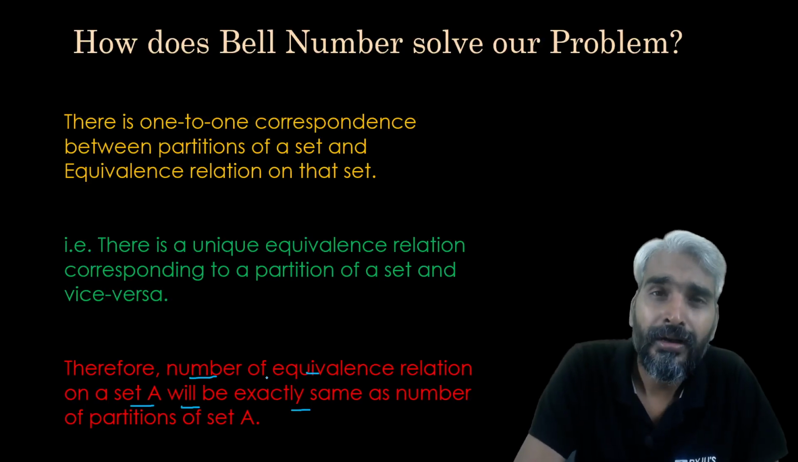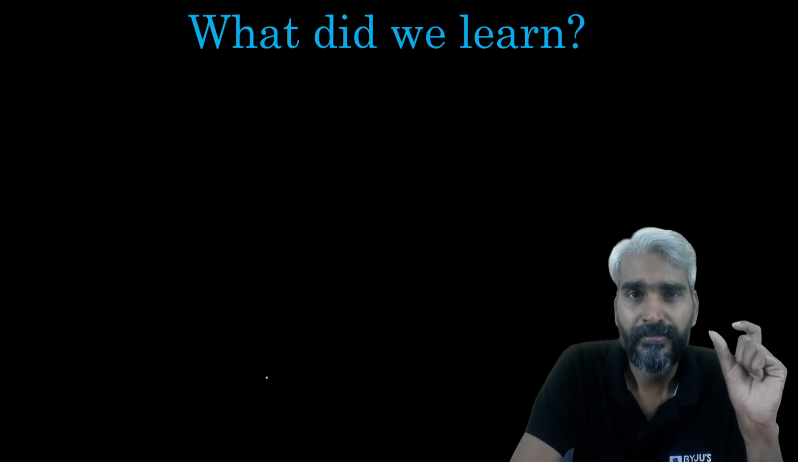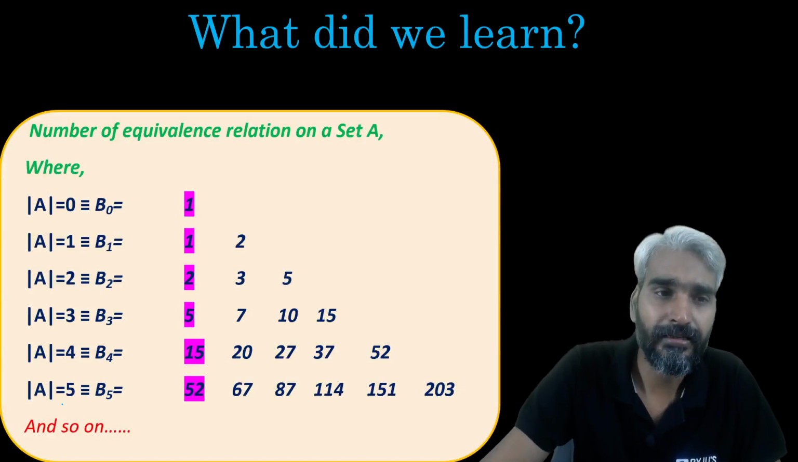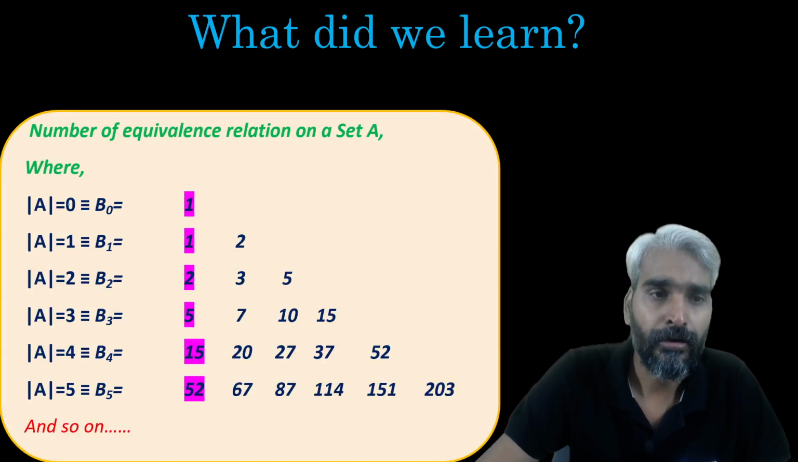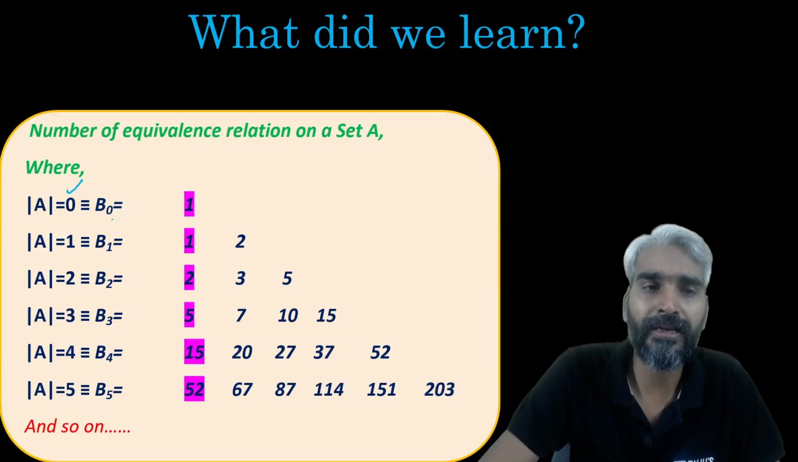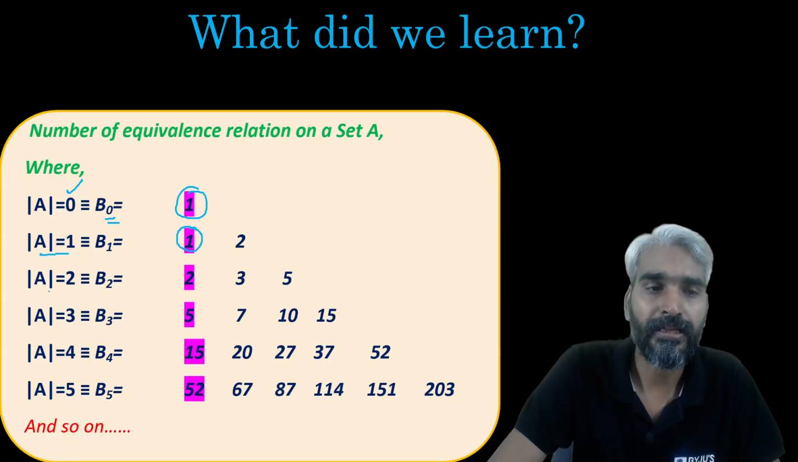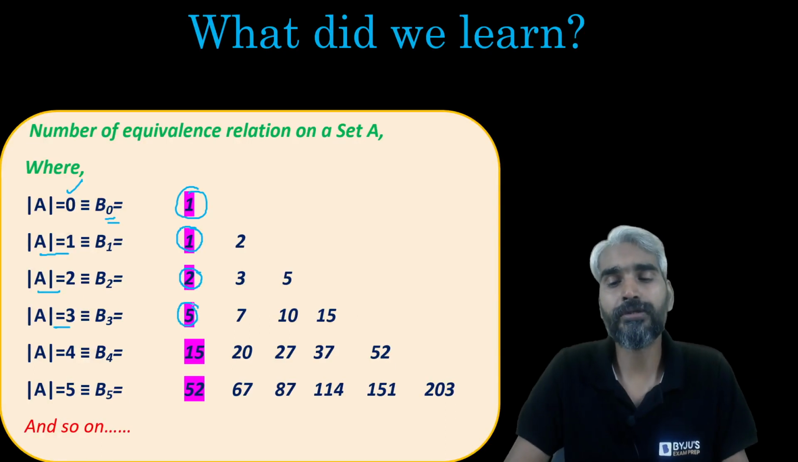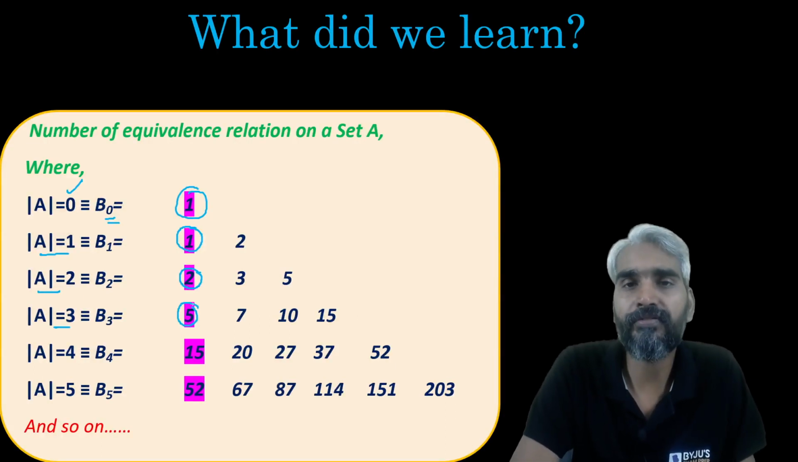If you want the number of equivalence relations on a set A with a specific cardinality: with cardinality 0, it is given by the Bell number B0, that is 1. The number of equivalence relations on a set A with cardinality 1 is given by the Bell number B1. With cardinality 2, it is given by B2. With cardinality 3, it is given by B3, and so on. So just keep doing this and you will know the number of equivalence relations.